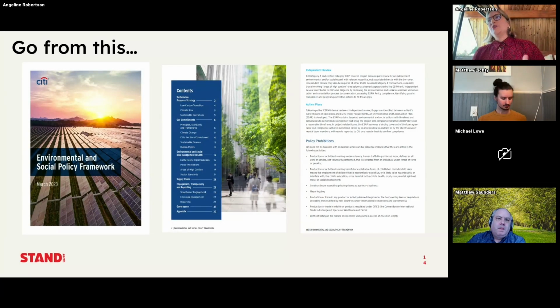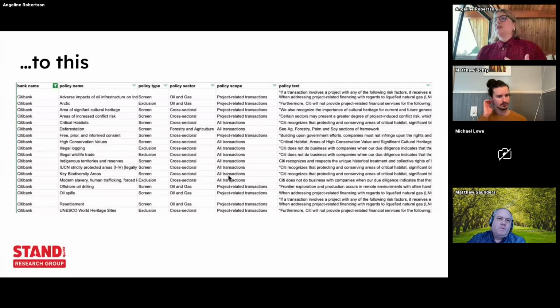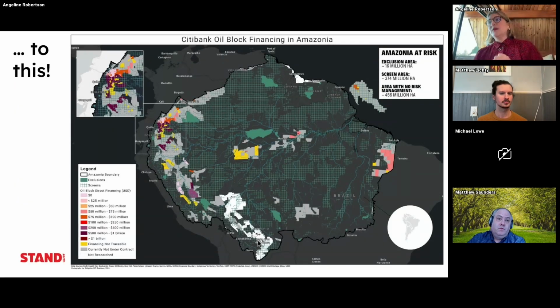Essentially, what I'm saying is we'd go from this, which is the Citibank Environmental and Social Policy Framework, 40 or 50 pages, dense and complex, to this, which is a data frame of all of the separate environmental and social values and risks that we wanted to see if Citibank covered and made commitments around, to this, which is a map of those commitments across Amazonia.